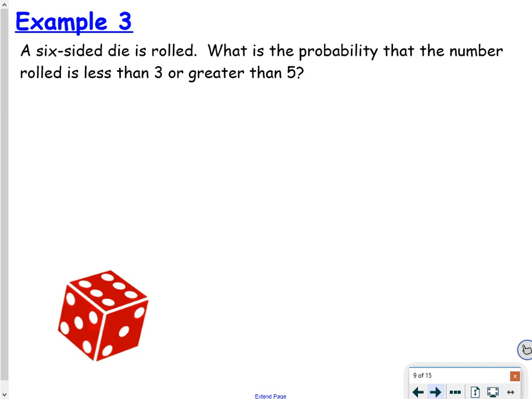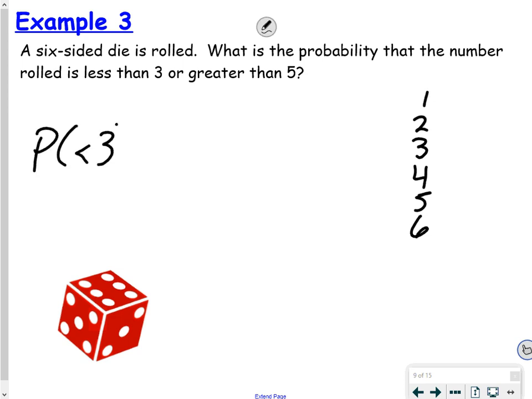If you take a look at example 3, a 6-sided die is rolled. What's the probability that the number rolled is less than 3 or greater than 5? First, let's think about the outcomes that we can get on a normal 6-sided die. That would be 1 through 6. We want to figure out the probability that it's less than 3 or greater than 5. We've got to figure out if these events are disjoint or overlapping.